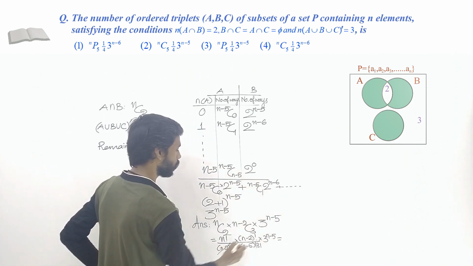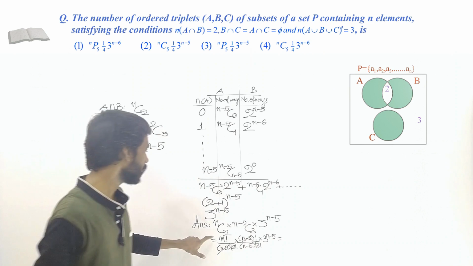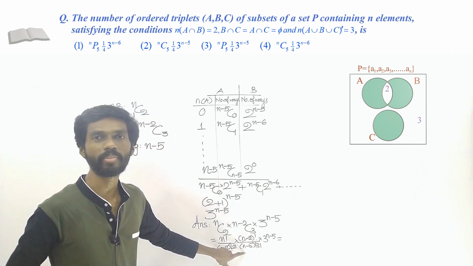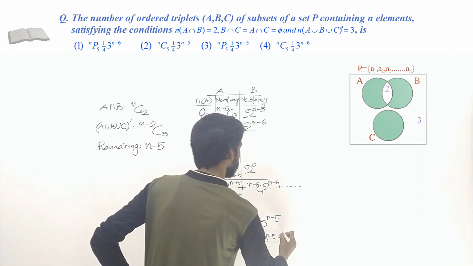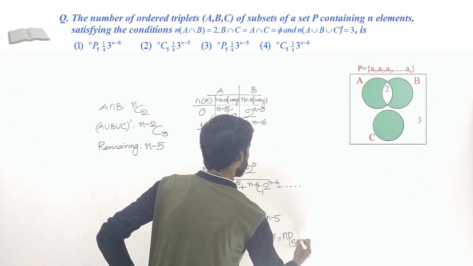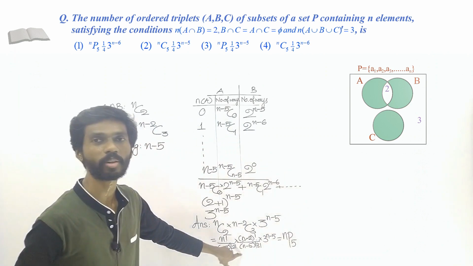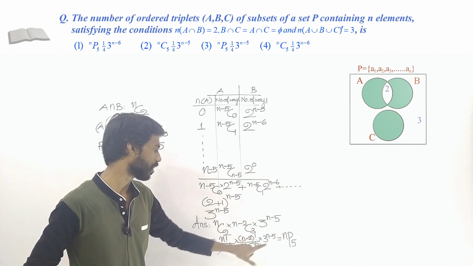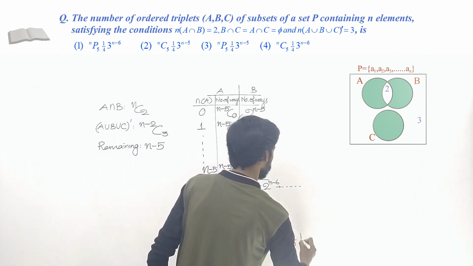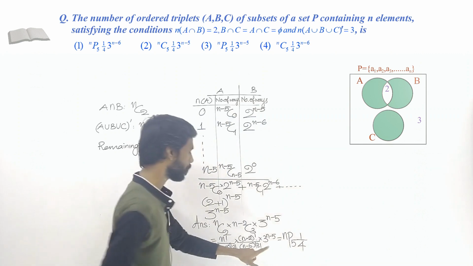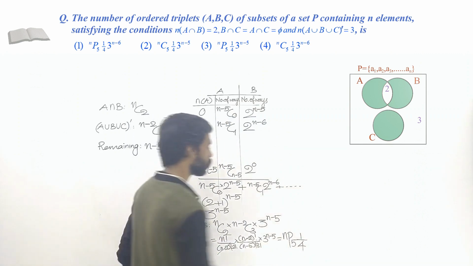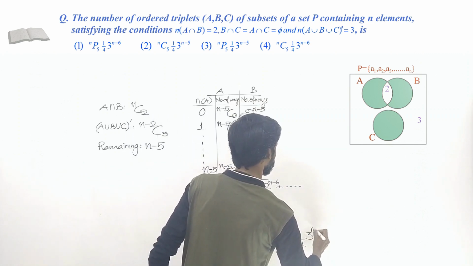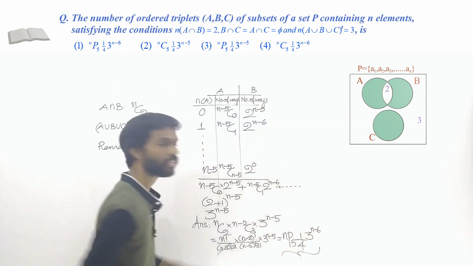So this n minus 2 can be cancelled. Alright, and this n factorial by (n minus 5) factorial can be written as nP5, isn't it? N factorial by (n minus 5) factorial, that is nP5, and 2 factorial, so 2 times 2, that is 1 by 4, and 1 3 can be cancelled here, multiplied by 3 to the power n minus 6. Okay, so that's all. So that is the answer to the question.